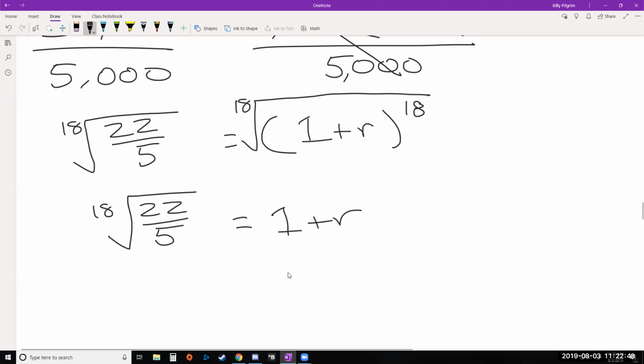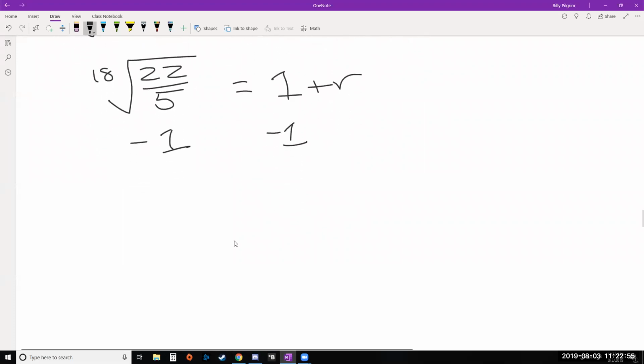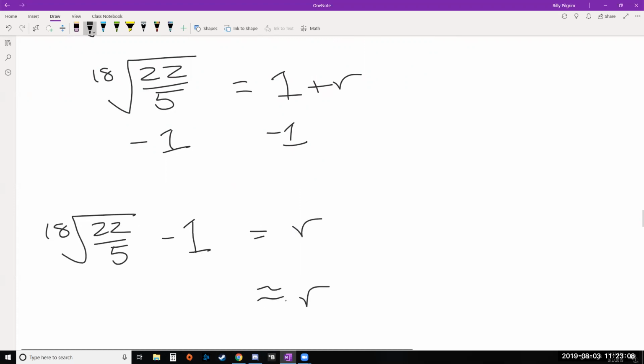Our last step, though, to get r by itself is we need to get rid of this 1. So we subtract 1 from both sides, and this is actually what we want to enter into the calculator. It'll be the 18th root of 22 over 5, and then minus 1. Make sure that minus 1 is on the outside of the root here. And that will be our r. Okay, so in the calculator, we will enter this. And again, this is a slightly complex thing to do on the calculator, so we'll probably have a separate video. But there is a function on the calculator to take pretty much any type of root you want.